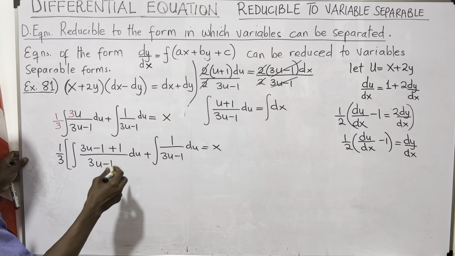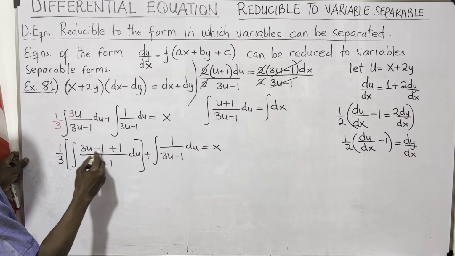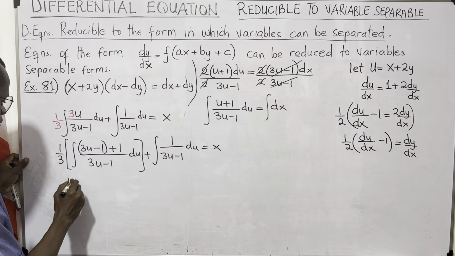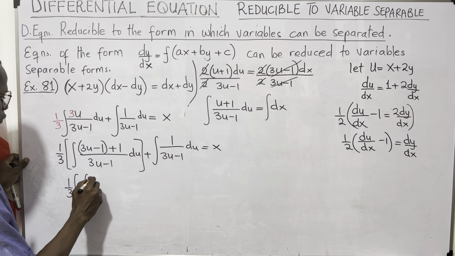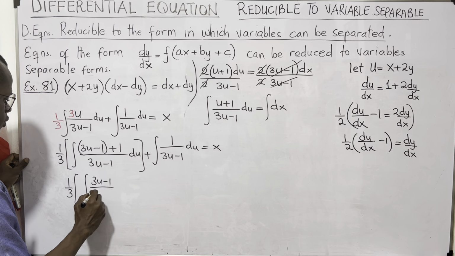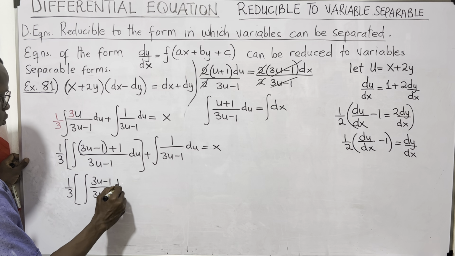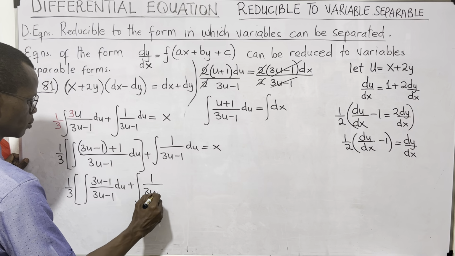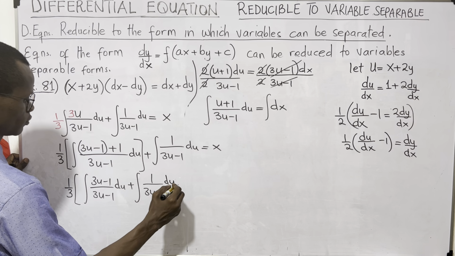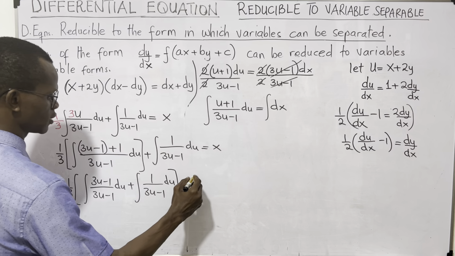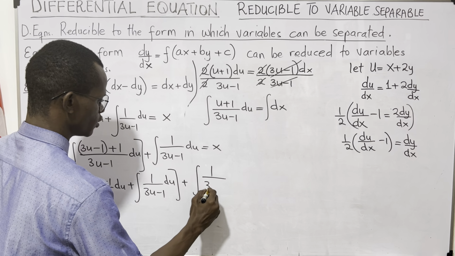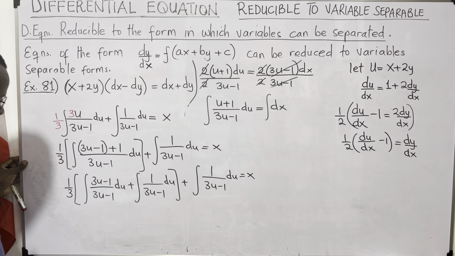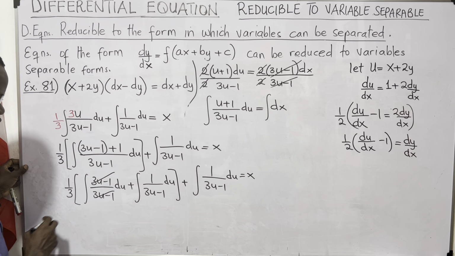Now what do we do? We separate the first two terms from the last term. So we have 1 over 3, the integral of 3u minus 1 all over 3u minus 1 du plus the integral of 1 all over 3u minus 1 du, plus the integral of 1 all over 3u minus 1 du is equal to x. So this and this is just equal to 1.